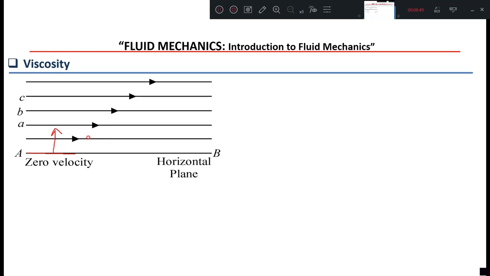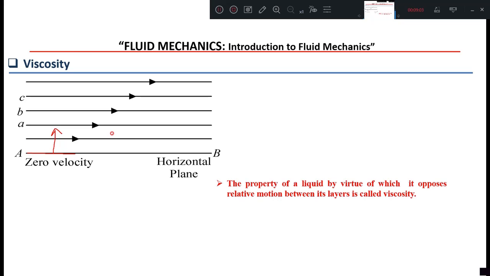So here, between the layers, internal forces will be developing which retard the relative motion between the layers, and these retarding forces are called viscous forces. Hence, the property of a liquid by virtue of which it opposes the relative motion between its layers is called viscosity.